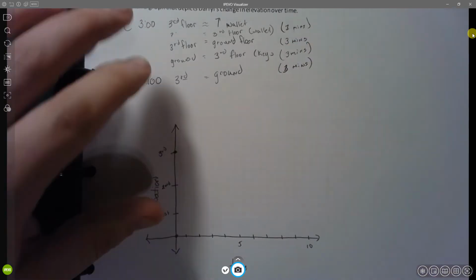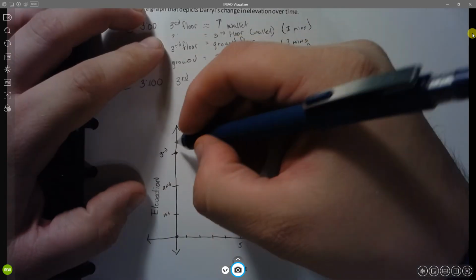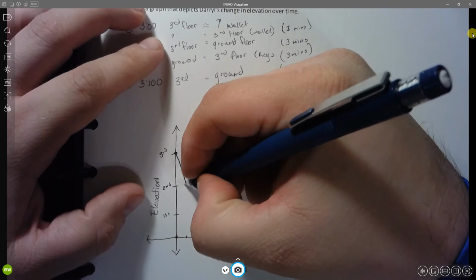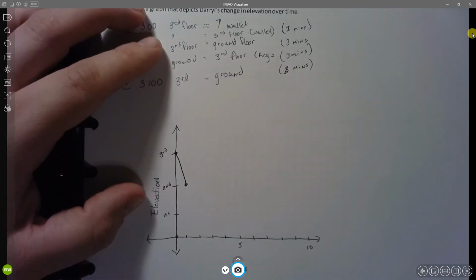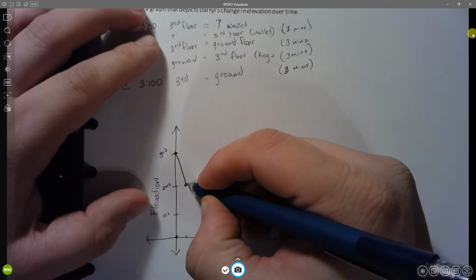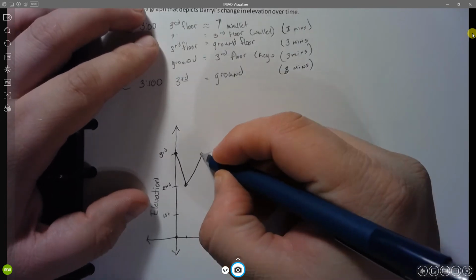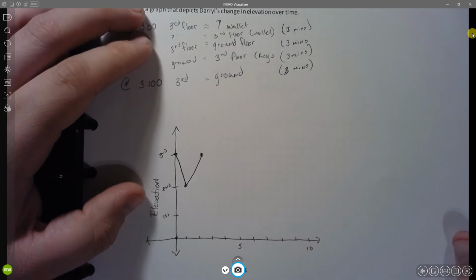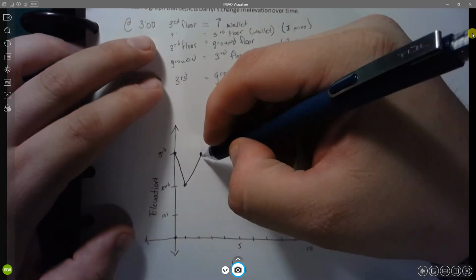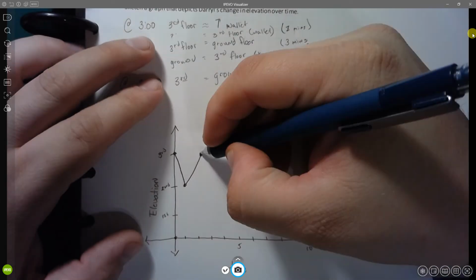So to go from the 3rd floor to where he gets his wallet, we'll say he makes it all the way down to the 2nd floor. That's where he forgot his wallet. Now he's got to go back up to the 3rd floor. Then he's got to go from the 3rd floor to the ground floor.